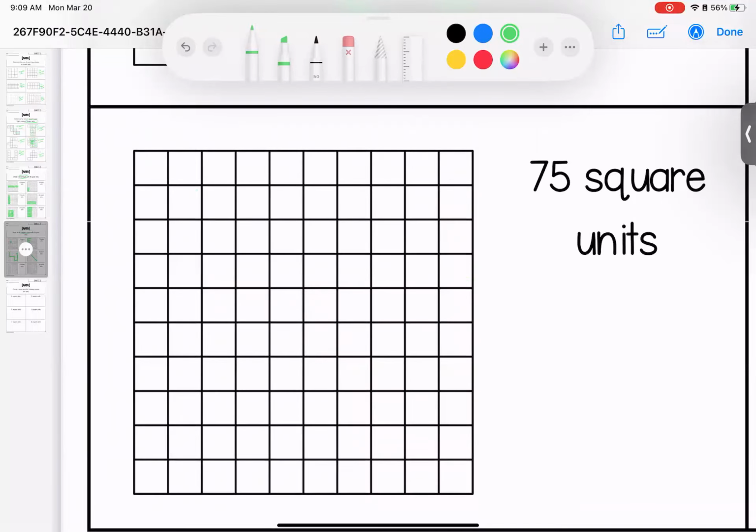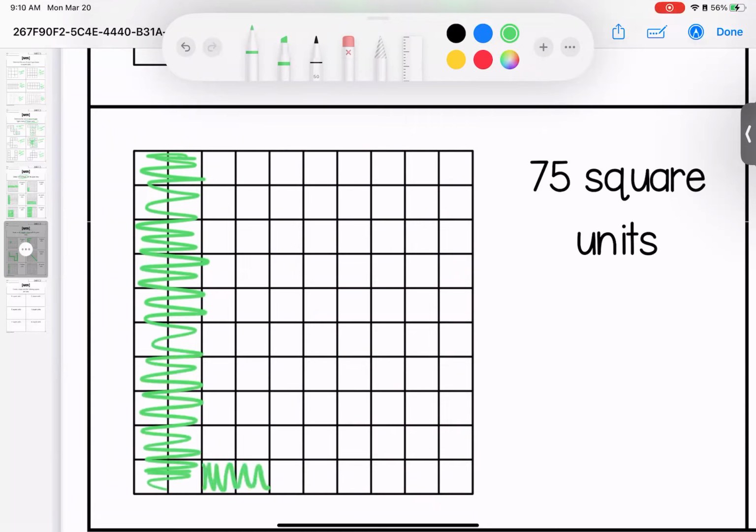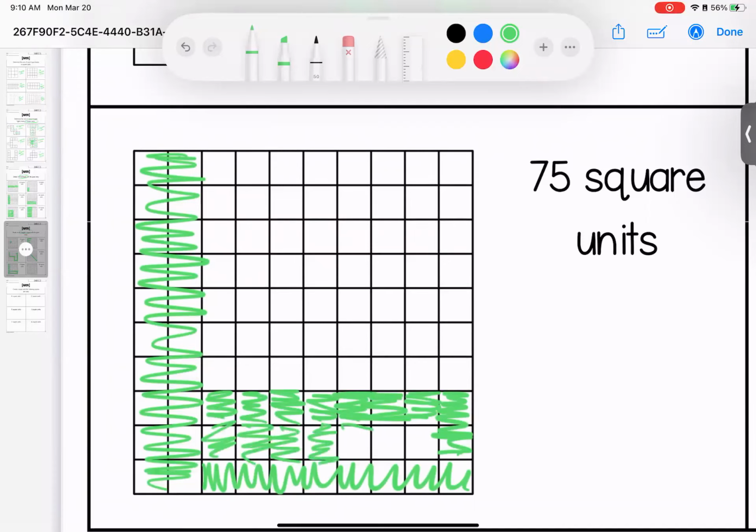All right, 75, I'm going to do some rows of 10. So I'm going to do 10 and 10 is 20. And then I'm going to do, this way would be 8, 28, 29, 30. Let's do this way, 31, 32, 33, 34, 35, 36, 37. We'll do these, 38, 39, 40, 41, 42, 43, 44. All right, so far I have 44.